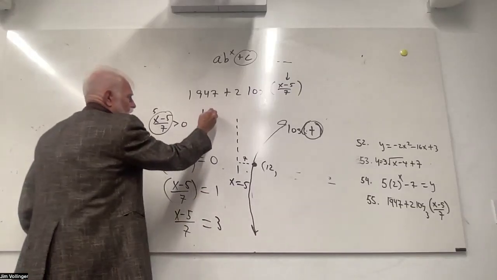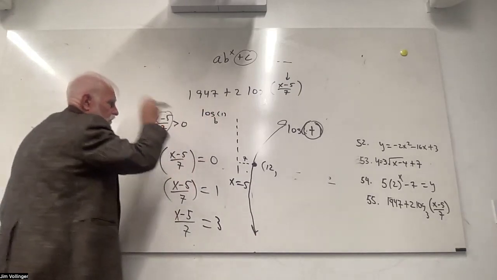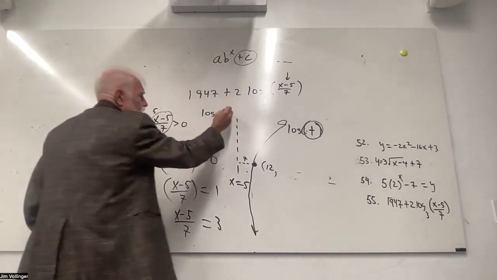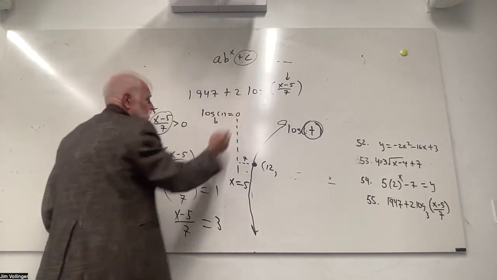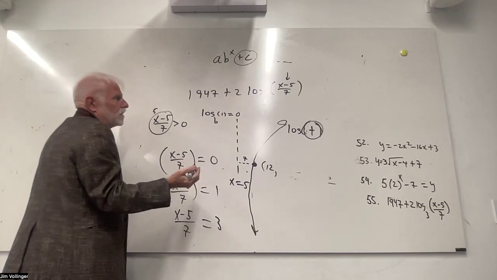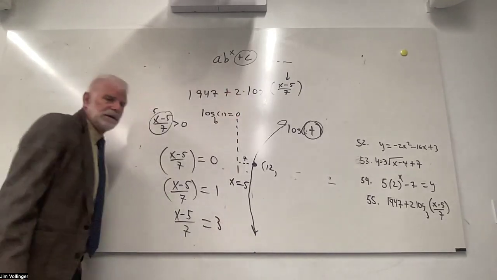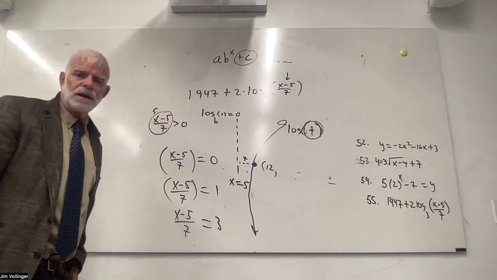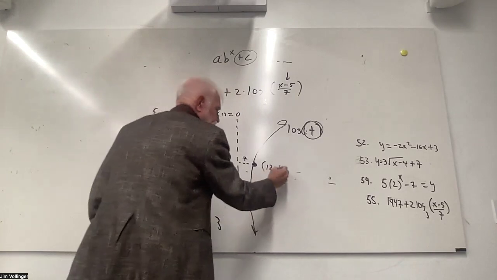I get log base b of 1. Okay, because I really don't know the base yet, right? But I hope some of you know what that is and can help your classmates, right? That's a 0. Why is 0 good here? Because we're doing multiplication. And 0 times anything is the easiest multiplication you can come up with, so it's user-friendly. And it gets me 1947.